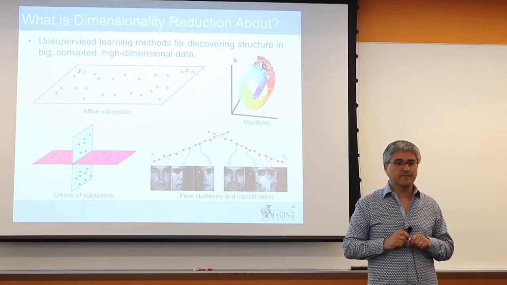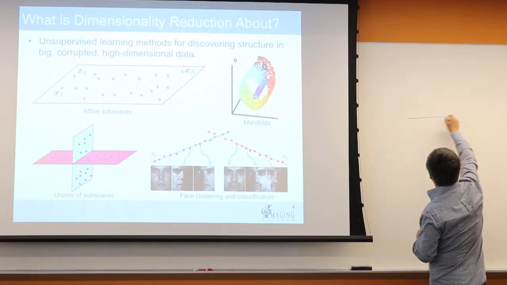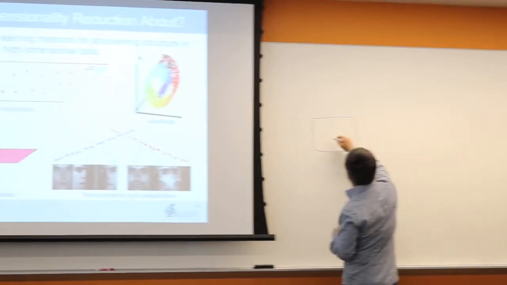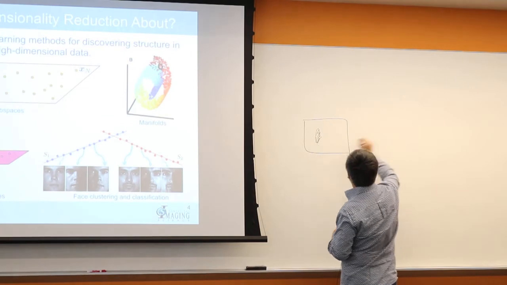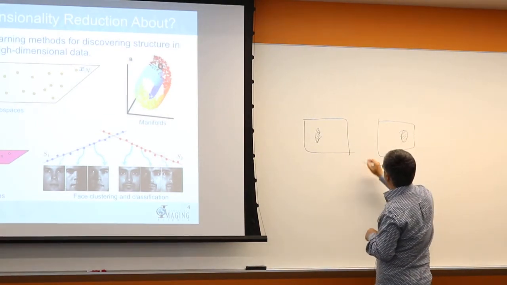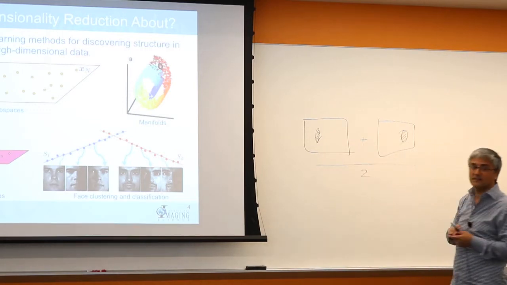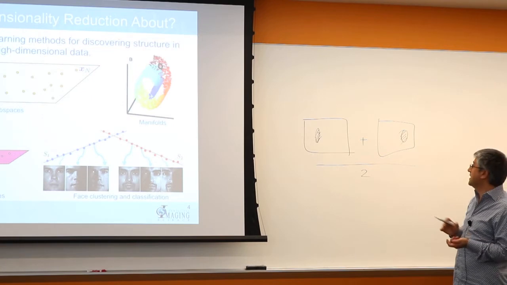Any guesses? In fact, if I've got a picture, for the sake of simplicity, that has something like here, and the other picture has something like here. And now I add them up and divide by 2. What do I get? A blurry version of the same. I'm going to get a blurry version.